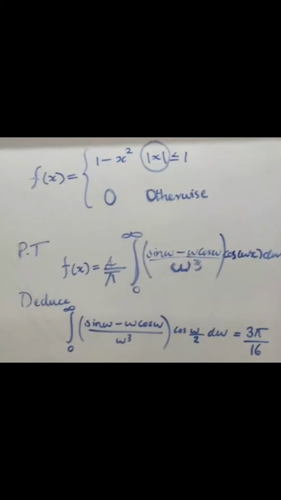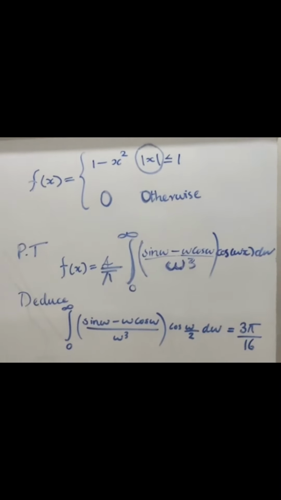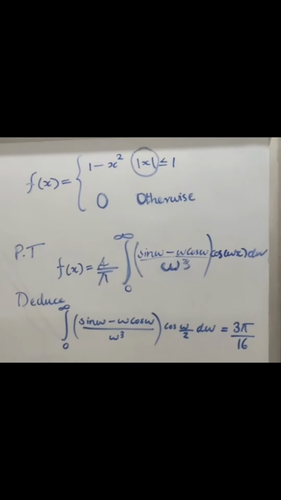Good morning. I would like to discuss a simple problem on Fourier transforms. This is our function f(x) = 1 - x² for |x| ≤ 1 and 0 otherwise.